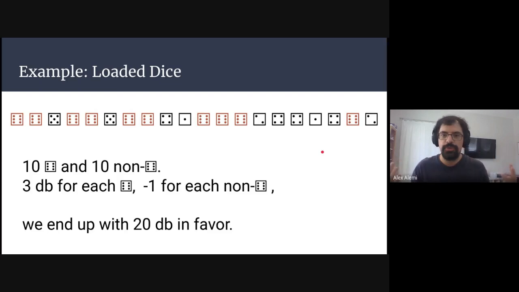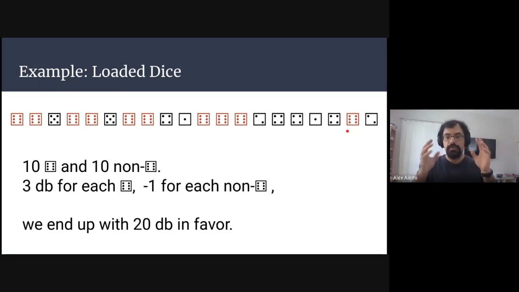So imagine we made a whole string of observations. Here's 20 rolls of the dice. And we saw 10 of them that were 6 and 10 of them that were non-6. Your little beliefometer is bouncing around every time you get an observation, but at the end of the day, we've moved 3 decibands to the right 10 times. We've moved 1 deciband to the left 10 times. We are 20 decibands out.